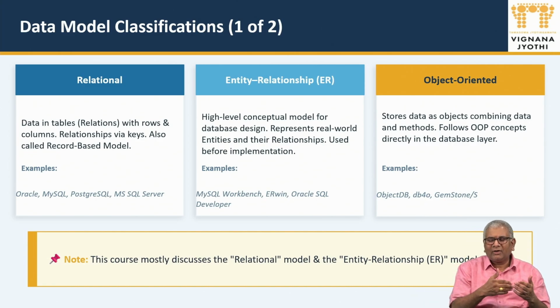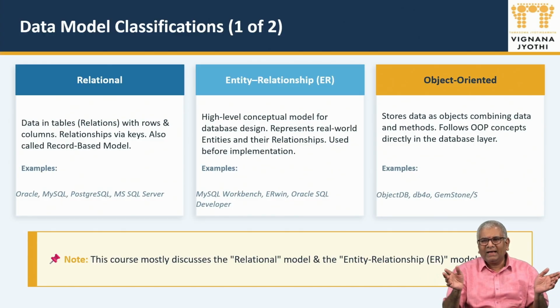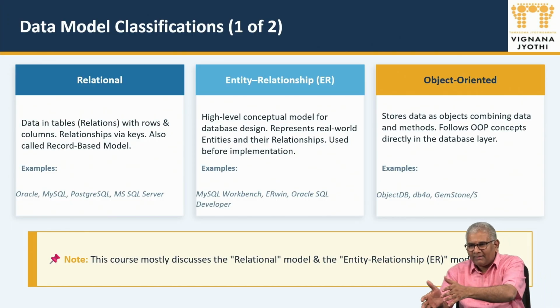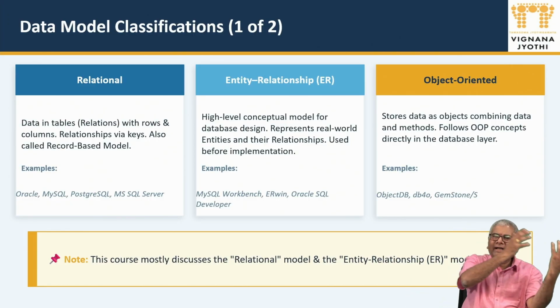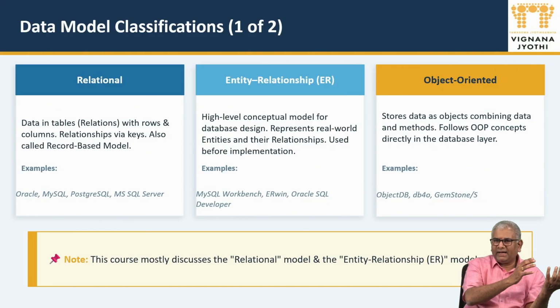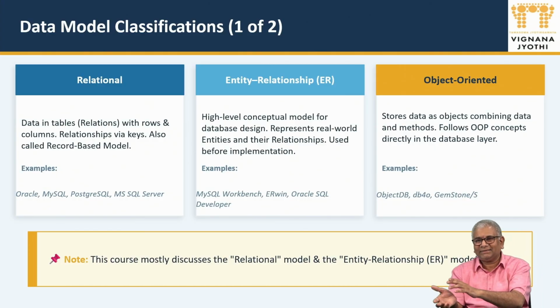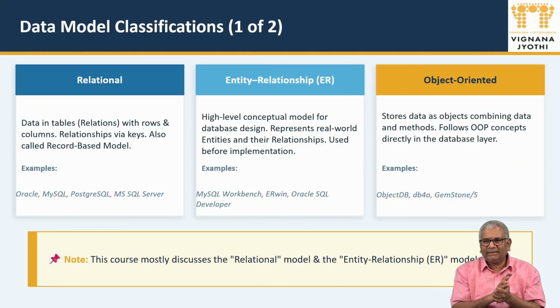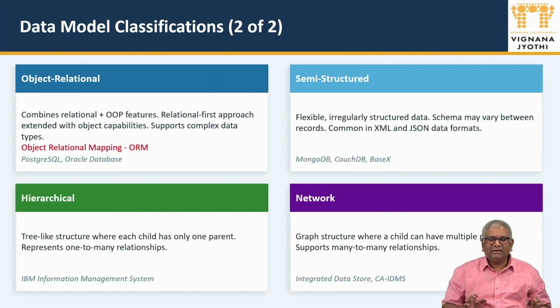Normally the objects created by a programming language go away as soon as your program is down or closed, right? But if you store the data somewhere and again retrieve the entire object as it is, that is called serialization basically. So they are called object-oriented data models. ObjectDB, DB4O, Gemstone are examples of object-oriented data models.